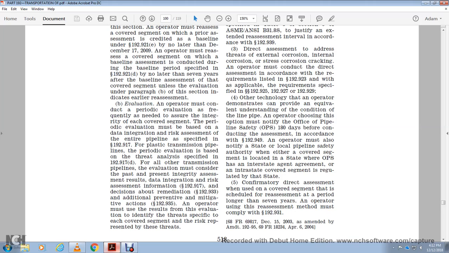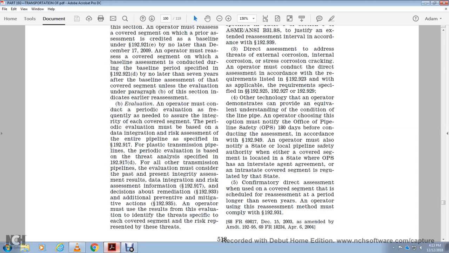Evaluation. An operator must conduct the periodic evaluation as needed to ensure the integrity of each covered segment. Periodic evaluation must be based on data integration and risk assessment of the entire pipeline as specified in 192.917. For plastic transmission pipe, the periodic evaluation is based on the threat analysis specified in 192.917. For all the transmission pipelines, the evaluation must consider the past and present integrity assessment results, the data integration and risk assessment information in 192.917, and decisions for remediation in 192.933.